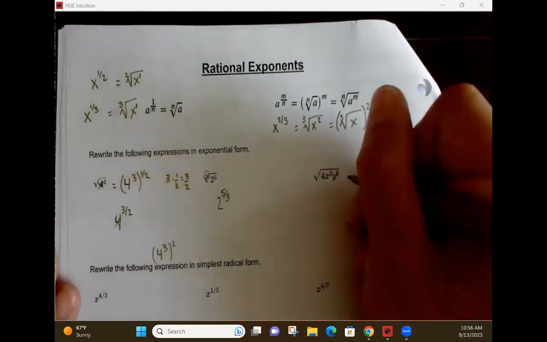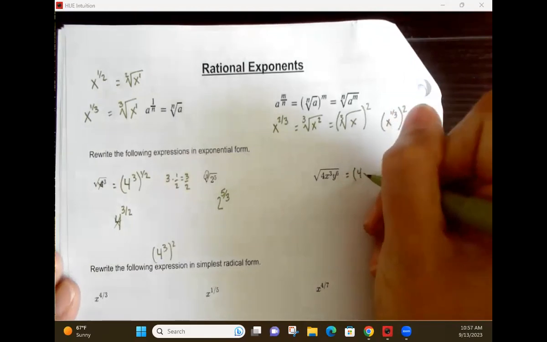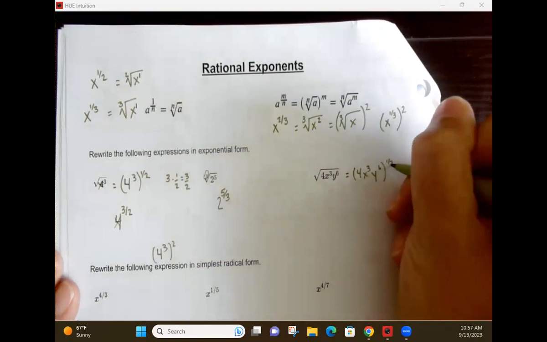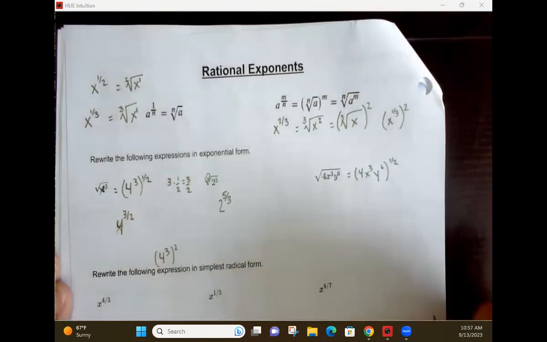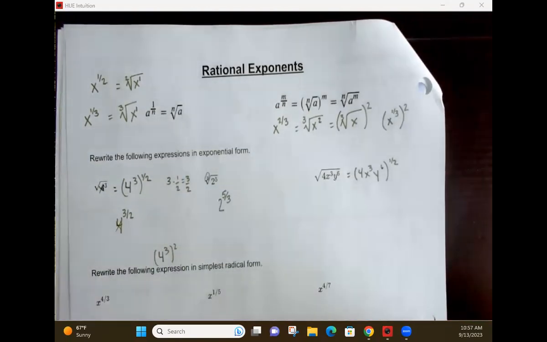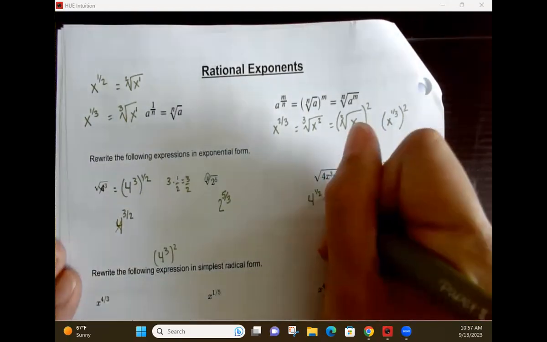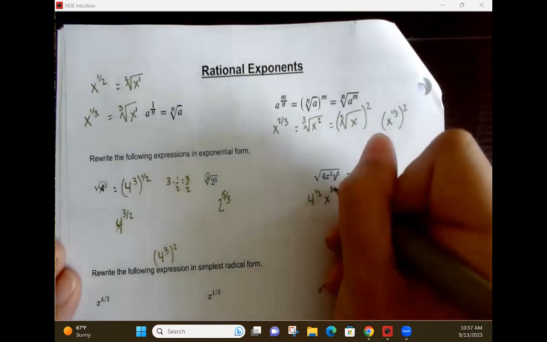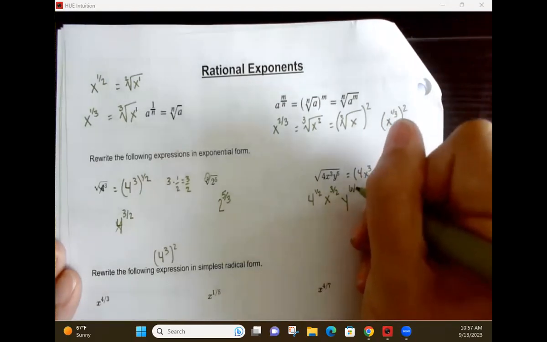And then on our third example here, I've got a bunch of things under the root. So that means all of these, since they're all under the root, are all to the 1/2 power. I'm going to distribute through this exponent the same way I would if it were a whole number instead of a rational number. So 4 gets that 1/2 power. X cubed, where I've got power to a power, we multiply, so that'd be 3/2. And then y to the 6/2.